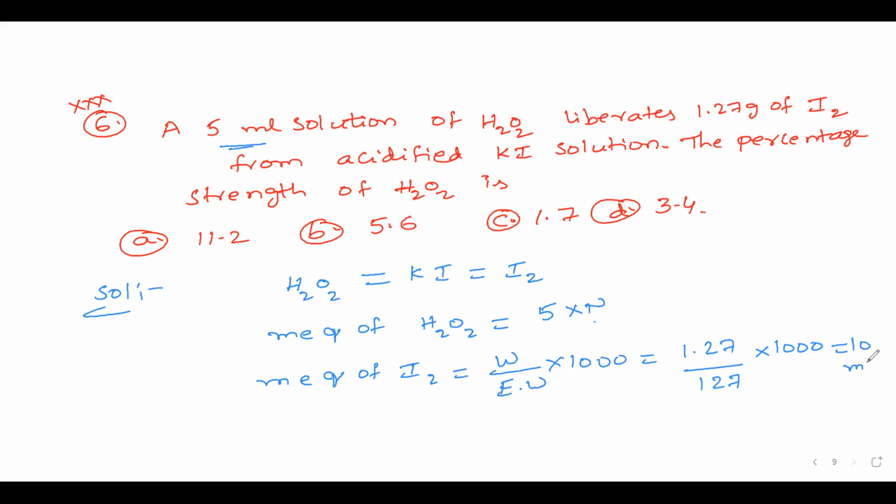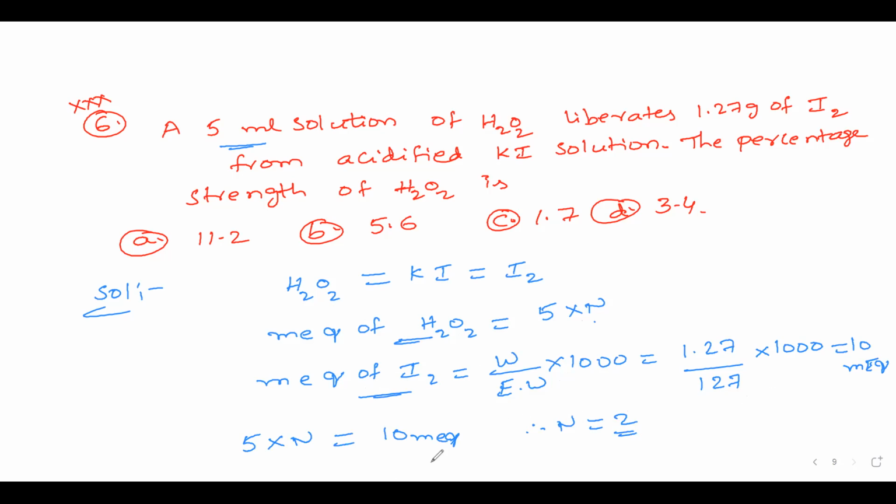How much is it? 10 milliequivalents. Iodine molecular weight is 254, and equivalent weight is molecular weight by 2, that is 127. So 5 into normality, the milliequivalent of H2O2, is equal to the milliequivalent of iodine, that is 10 milliequivalents. Therefore normality is equal to 2.